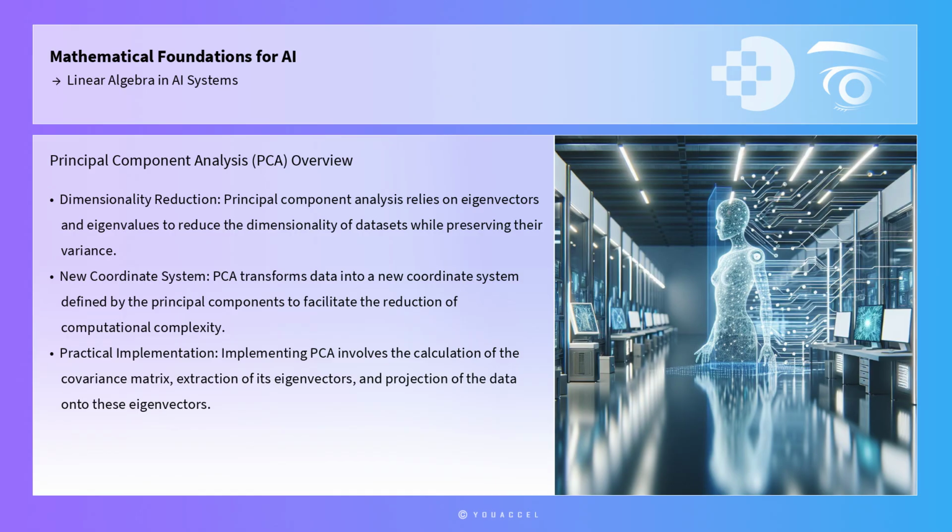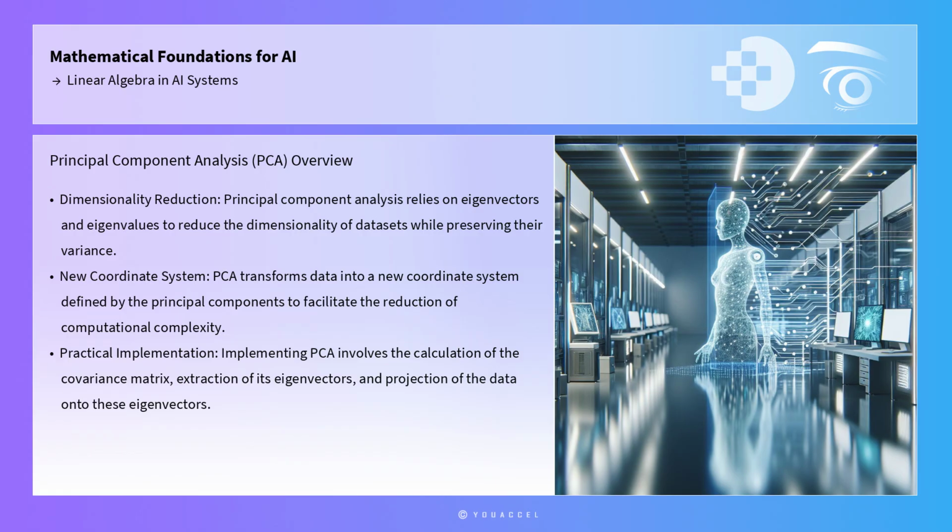Principal component analysis, another crucial technique, relies on eigenvectors and eigenvalues, concepts rooted in linear algebra, to reduce the dimensionality of datasets while preserving their variance. By transforming data into a new coordinate system defined by the principal components, PCA facilitates the reduction of computational complexity and the enhancement of model performance.